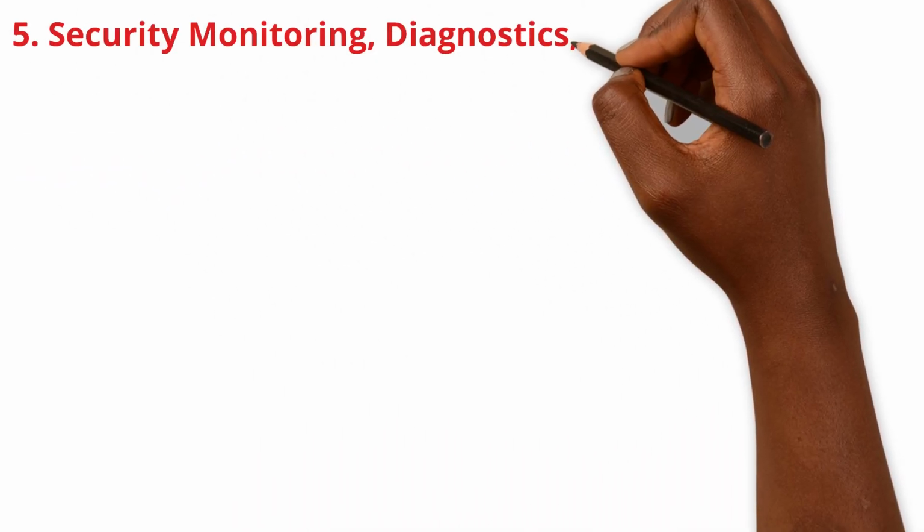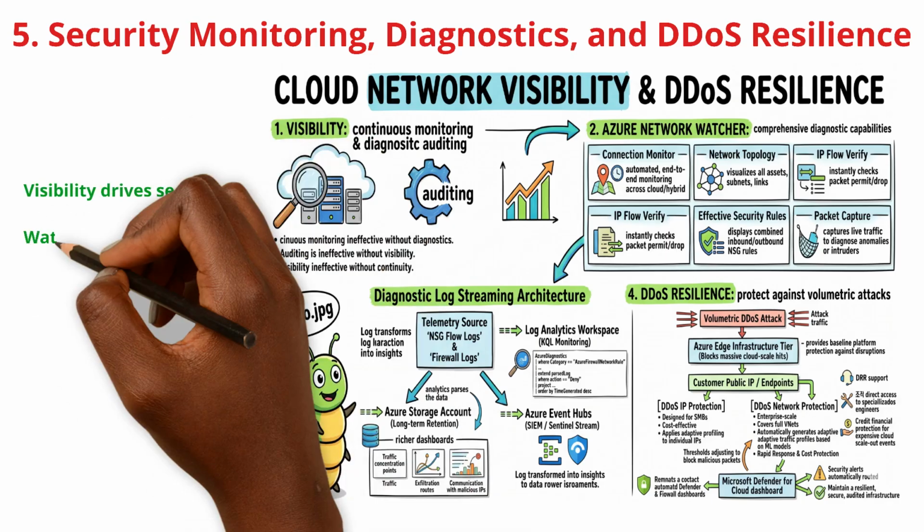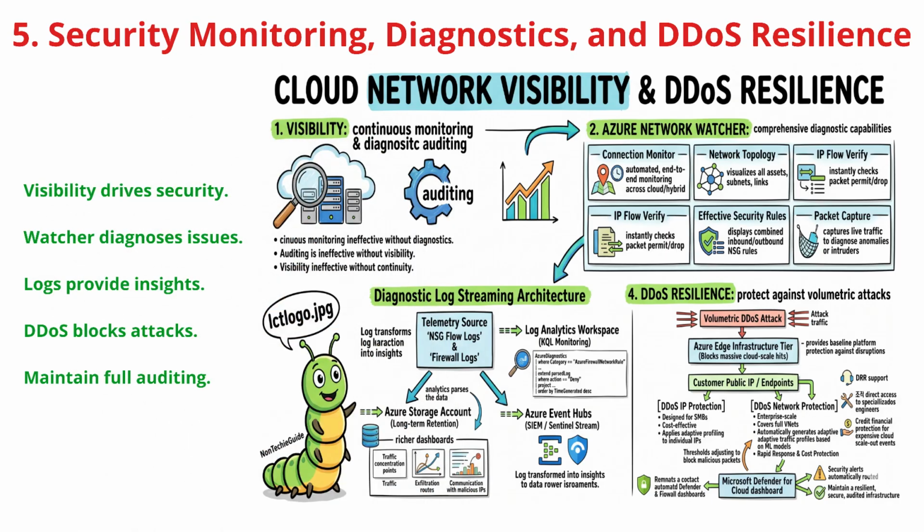Think your firewalls are enough? Think again. Without visibility, your defenses are running blind. Azure Network Watcher is your ultimate diagnostic eyes, visualizing your topology and capturing live traffic to find where intruders hide. To stay ahead, we stream telemetry like NSG flow logs to Log Analytics for real-time hunting, Azure Storage for deep analytics, and Event Hubs to power your security systems. Finally, crush volumetric attacks with layers of DDoS protection.